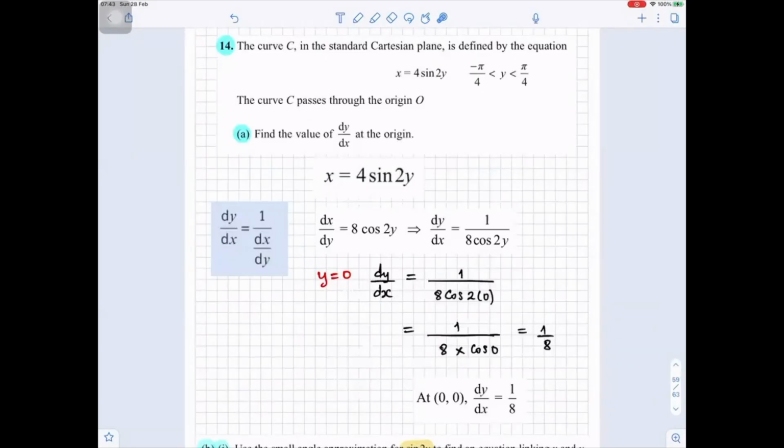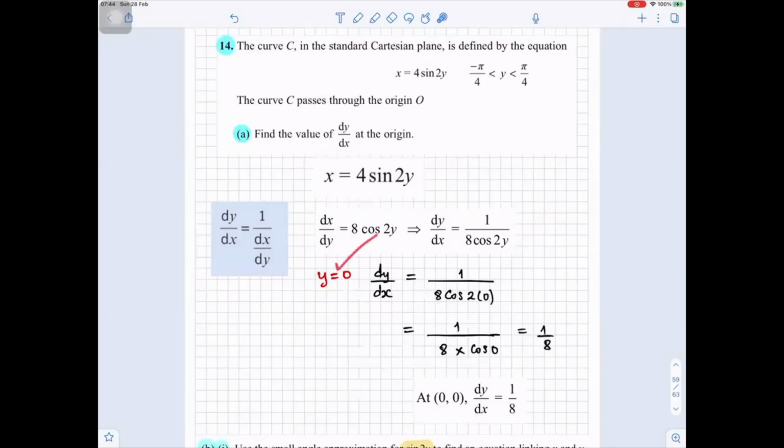So x is equals to 4 sine 2y. We're going to use this formula here. dy over dx is 1 over dx over dy. You need to remember that. So dx over dy, you differentiate with respect to y, it will be 8 cos 2y. And dy over dx will be 1 over that. So it will be 1 over 8 cos 2y.